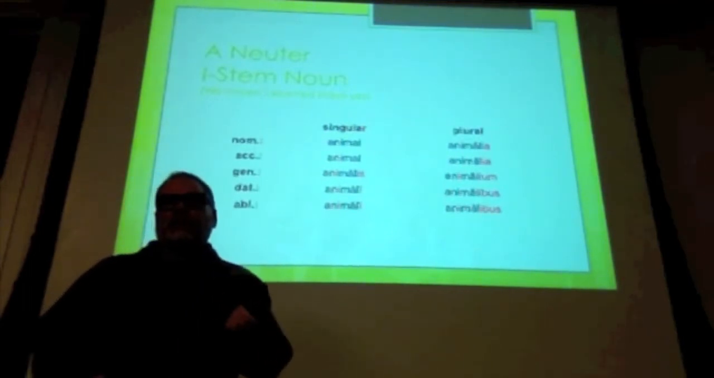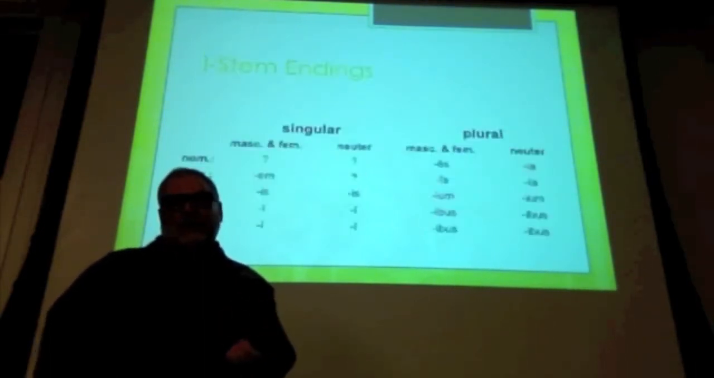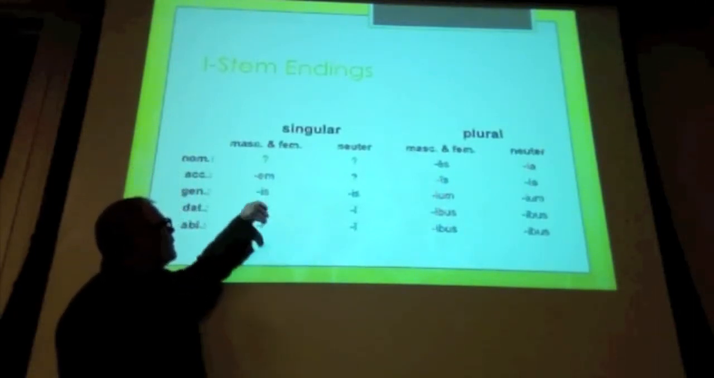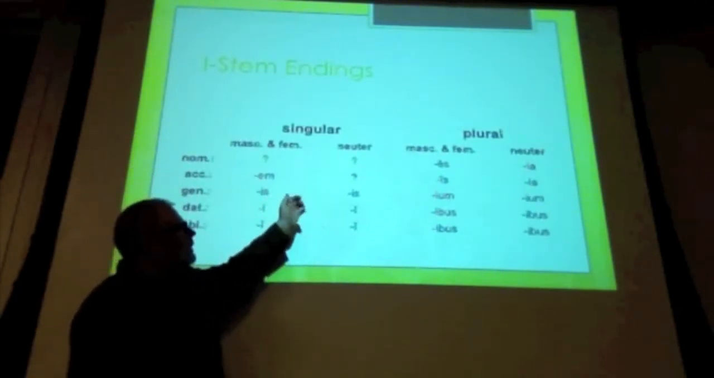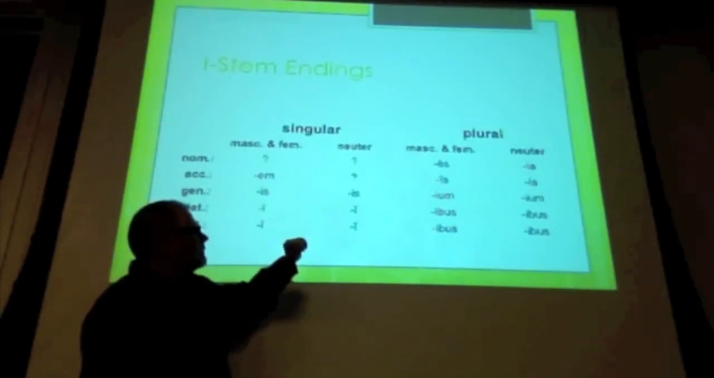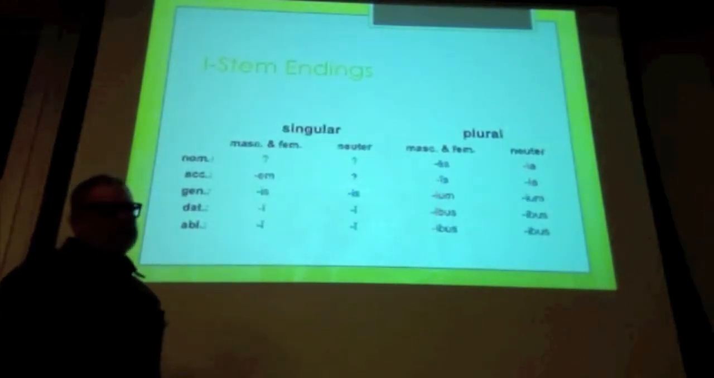Okay? So we can gather together the endings of kiwis to represent masculine and feminine endings, and the endings of animal to represent neuter endings, and we can create a chart of the I-stem endings in Latin for singular and plural, masculine and feminine, neuter, and masculine and feminine plural, and neuter plural. A chart like that. They are the standard I-stem endings.